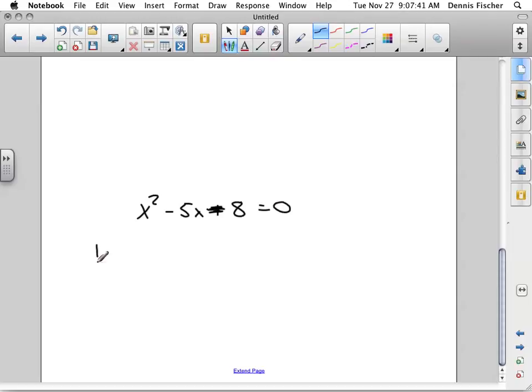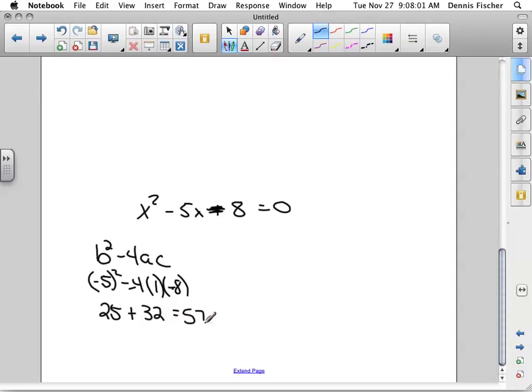Now, if I did the discriminant, b squared minus 4ac, what's b? Negative 5. Negative 5 squared minus 4 times 1 times negative 8, right? So you get 25, two negatives make a positive, plus 32, which is 57. Everybody agree with that? 57 is greater than 0, which means it has 2 solutions. Now, something I can find: negative b plus or minus.